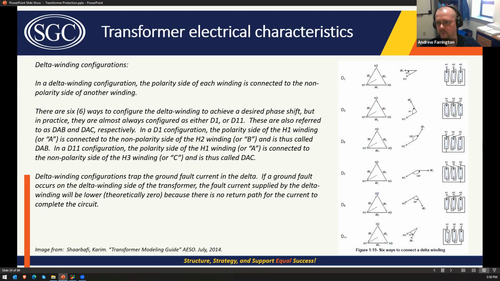If you have the polarity of H1 going to the non-polarity of H3, that would make it D11. So that would be the opposite phase shift. And again, that would be if you're connecting it ABC and with a positive system phase sequence. If one or the other changes, then it reverses. And if both change, it double reverses. So you've got to go back to the fundamentals, see how it's connected, understand what the phase rotation is, and figure out what your phase shift is going to be.